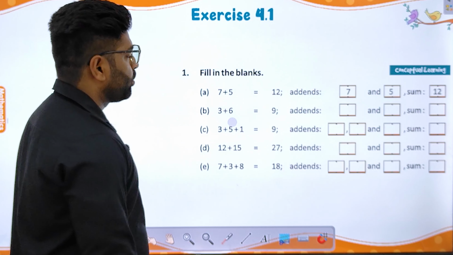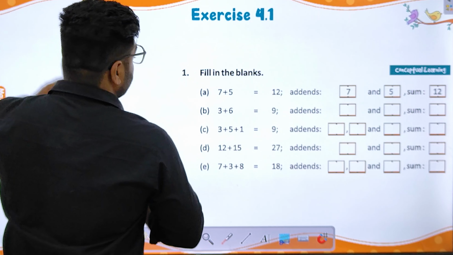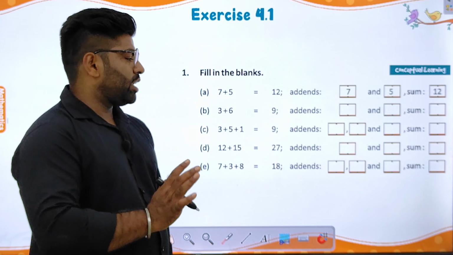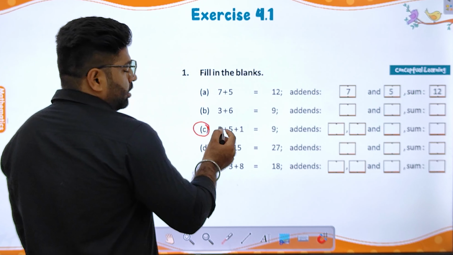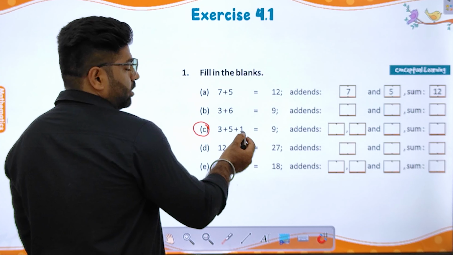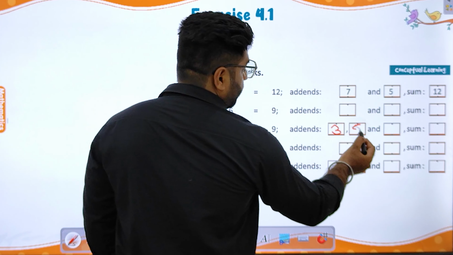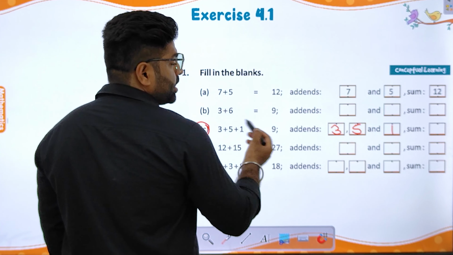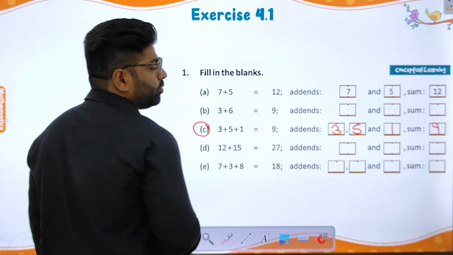Next come to our exercise 4.1, question number 1. This is a fill in the blanks type question. Here we have some addends and sum, and we have to just separate them. So let's take question number 3. Here we have 3 plus 5 plus 1. These three are addends. So addends are 3, 5 and 1. If we add these three numbers, the sum is 9. So we can write here 9 as the sum.